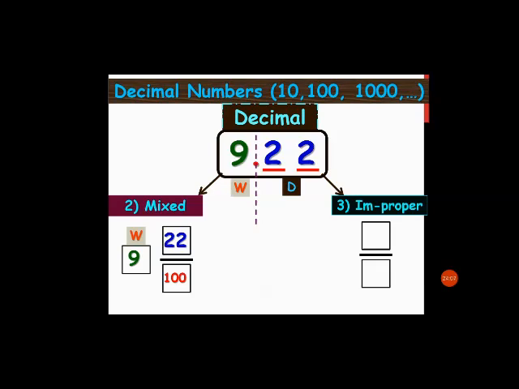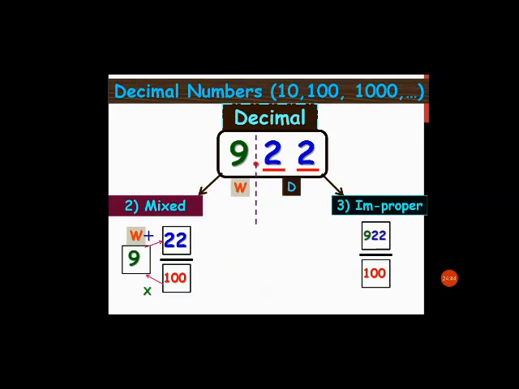Then, in order to reach the form of improper fraction from the decimal, I have to remember first how I transformed the mixed number into an improper fraction. So let's transform this mixed number into the improper fraction. So the denominator is 100 as it is. We keep the denominators the same, and then we multiply the denominator times the whole number, then add the result to the numerator in order to find the numerator. So 100 times 9 equals 900, plus 22, it's 922.